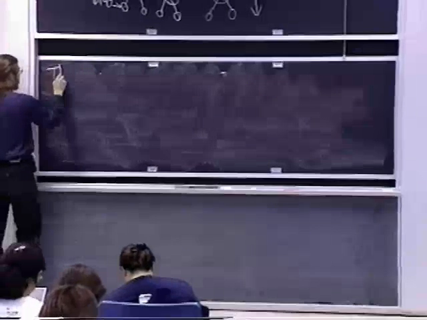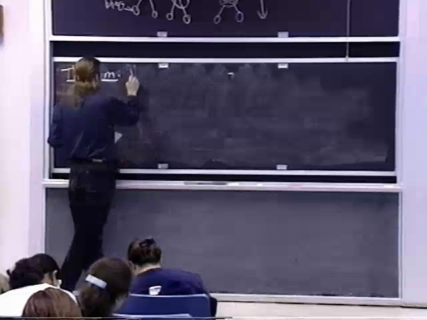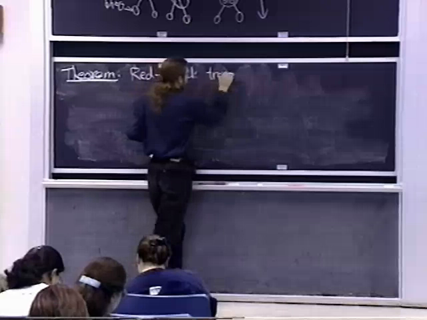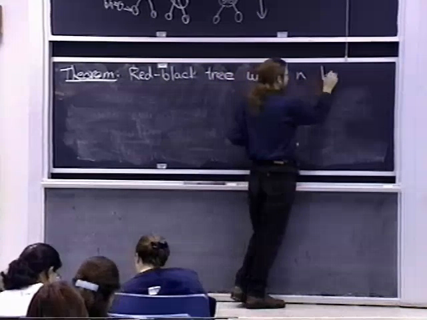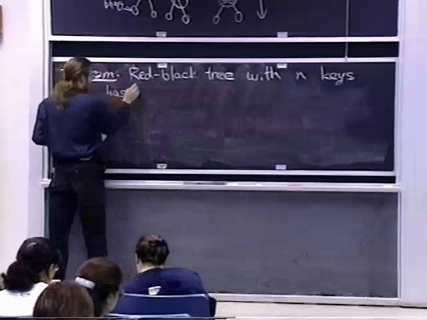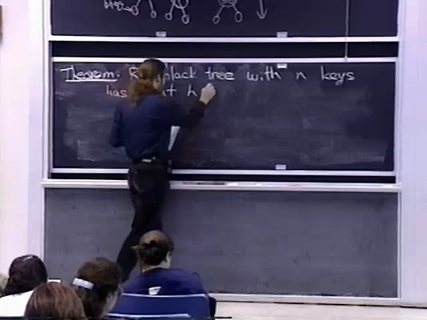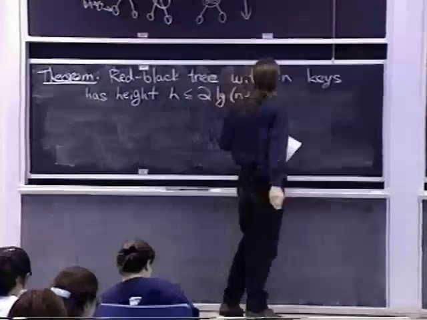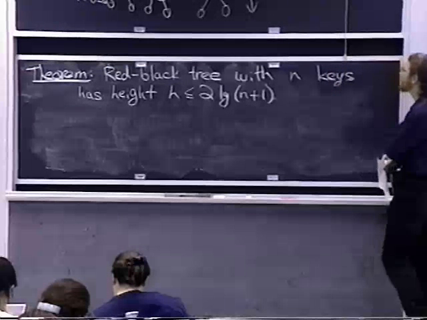So the theorem is that red-black trees always have logarithmic height. More precisely, a red-black tree with, let's say, n keys has height, let's call it h, at most twice log of n plus 1. Okay, you can check it here. The number of nodes is 7. The number of keys is 7.